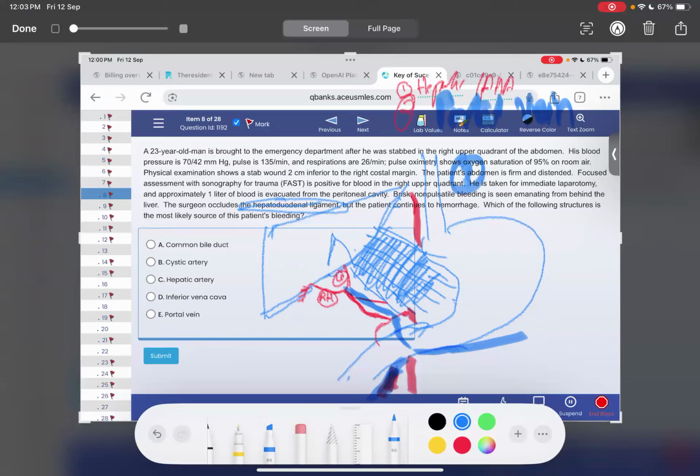We go to the third structure. The third structure is the duct that passes through: the bile duct, common bile duct. The left and right bile ducts join to form the common bile duct, and that drains into here. So these structures are present in the hepatoduodenal ligament.